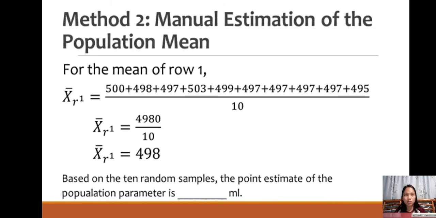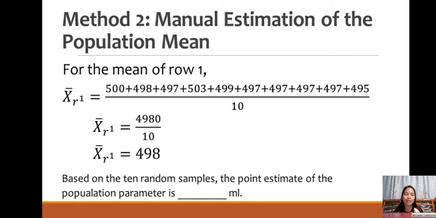The second method is by manual estimation of the population mean. So this is using a calculator. You just have to add all the data for sample 1. We have 500 to 495. So by adding, okay, get your calculator.